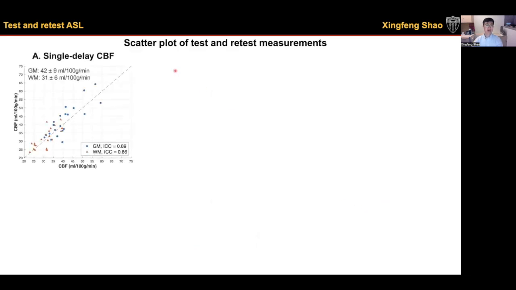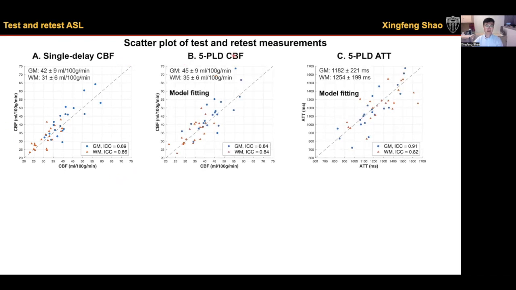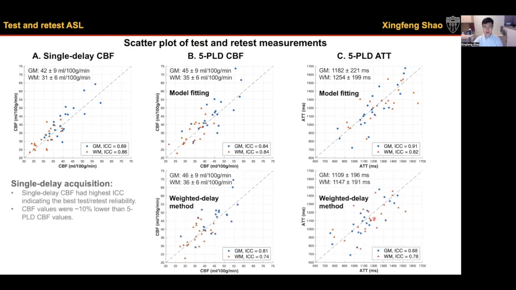Here are the in vivo data. I'm going to show you the scatter plots of the test-retest measurements using the single-delay CBF, 5PLD CBF, and 5PLD ATT using the model fitting approach and the weighted delay approach. For the single-delay acquisition, you can see the ICC is the highest among all, between the single- and multi-PLD acquisitions, indicating the best test-retest reliability. However, the CBF values here are about 10% lower than the 5PLD CBF values, which is due to the voxels with arterial transit time longer than 2 seconds.